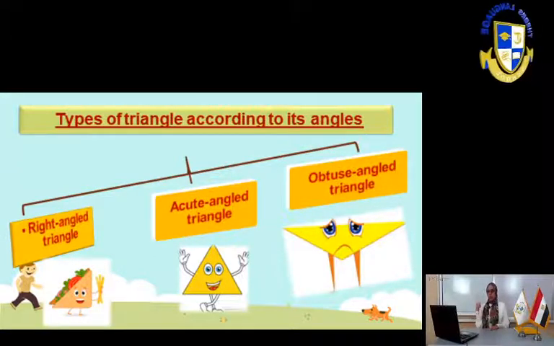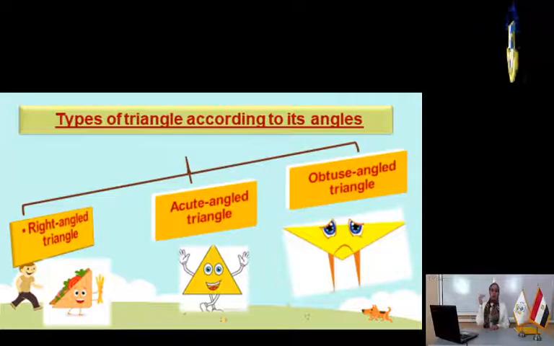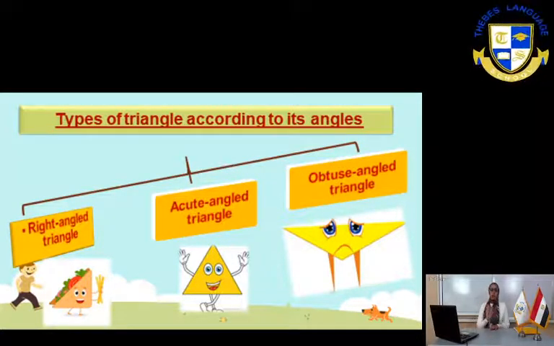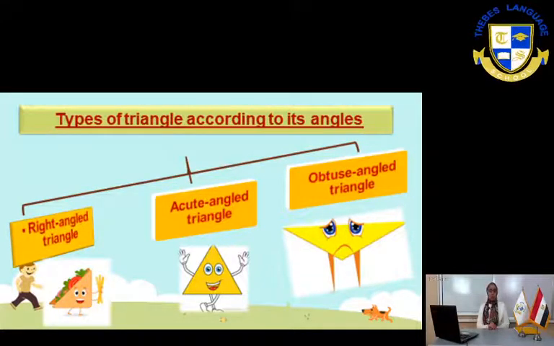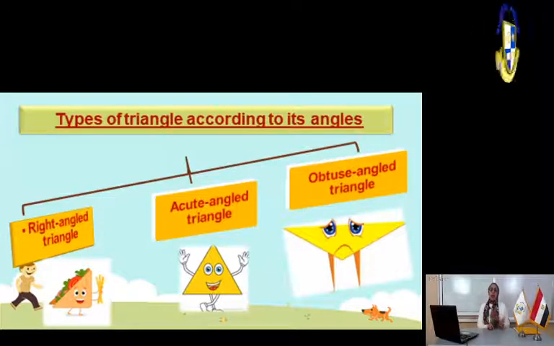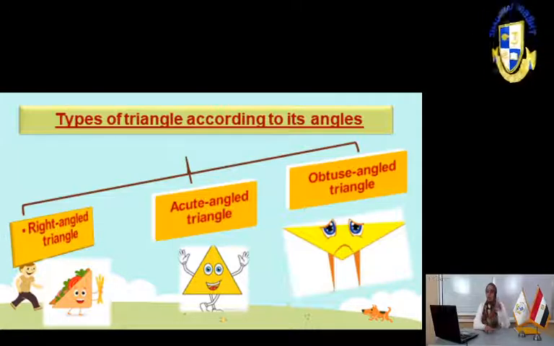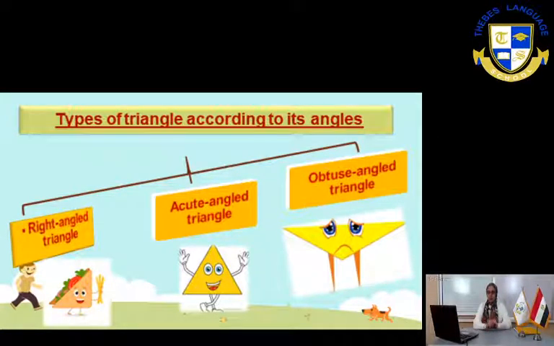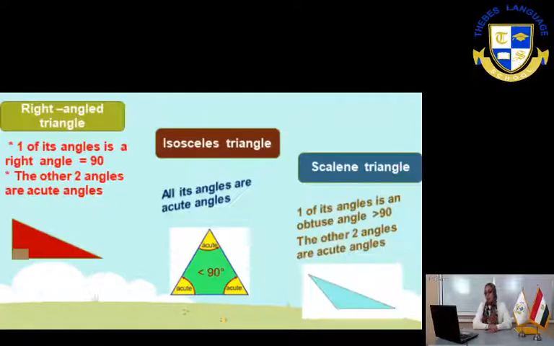In the obtuse angled triangle, we said that it has just one angle more than 90, so we call it obtuse angled triangle. What will the other 2 angles be? They will be acute angles also. So, in any triangle, we must have at least 2 acute angles. At least 2 acute angles. Okay. Next slide.